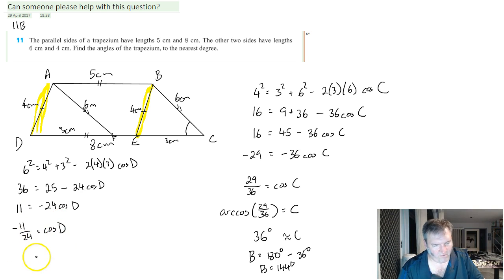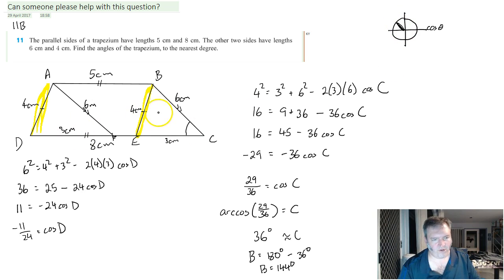The negative might be worrying you a little bit. What does it mean if we've got a negative value for cosine? Let's have a quick think about our unit circle. A negative value for cosine happens in the second and third quadrants, because remember, cosine are the values that I read off my x-axis. So a negative value, what does that mean? It's going to be an obtuse angle.